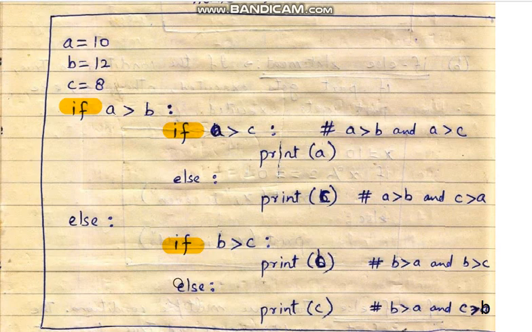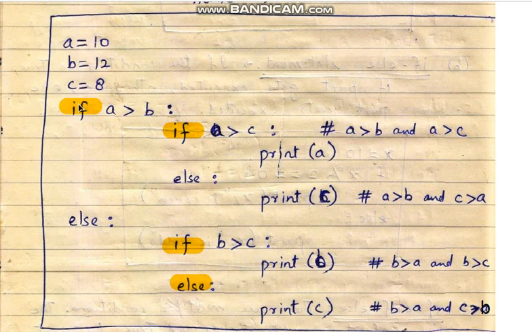And what does this else part say? If this condition is false, we will be moving towards the else part. So if this condition is false, it means c is greater than b. So here we have b is greater than a and c is greater than b. B is greater than a, it means a cannot be the highest value. C is greater than b, it means b cannot be the highest value. It means we are left with only a single option, which is c. So it will be printing c.